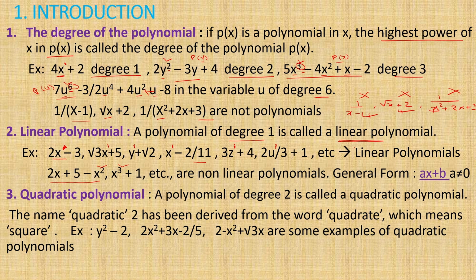So what is the general form of a linear polynomial? This is the general form. The general form of a linear polynomial is ax plus b, where a is not equal to 0.